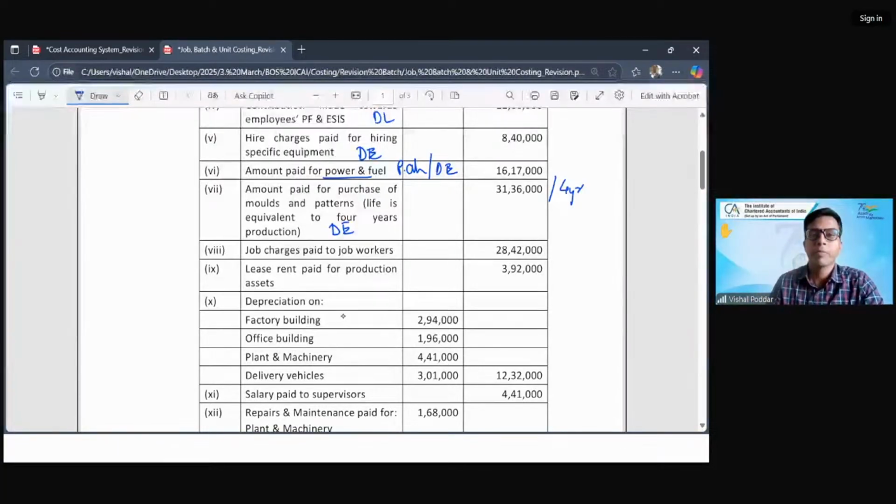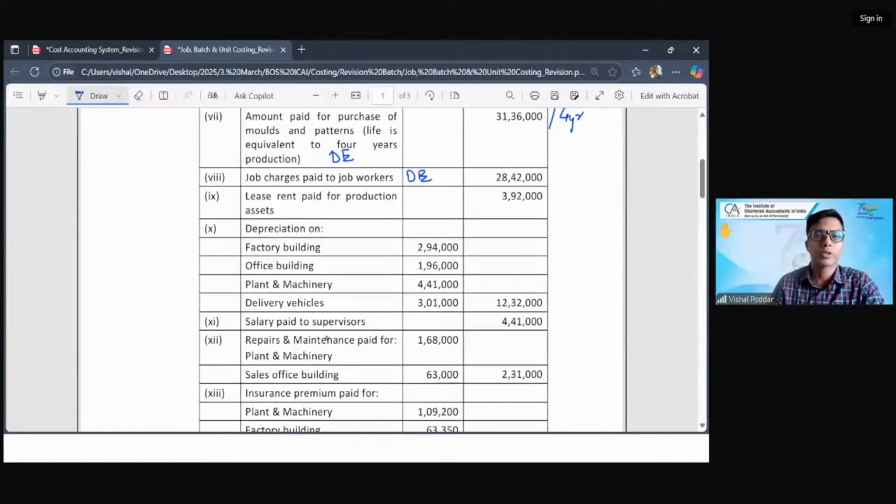Next, job work paid. So you are getting some part of your work done from outside. So again, job work, what you are doing will come in direct expenses. Next, lease rent, which is paid for production assets. No doubt it is production or factory overheads.